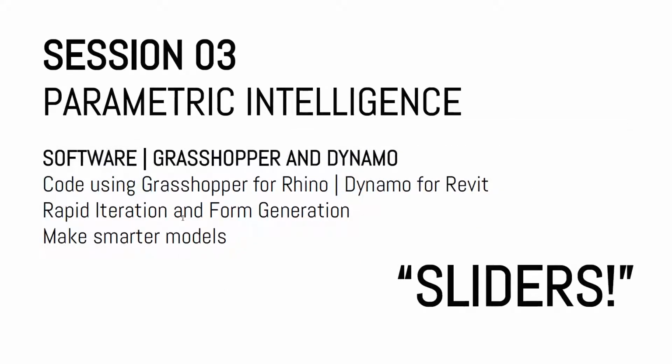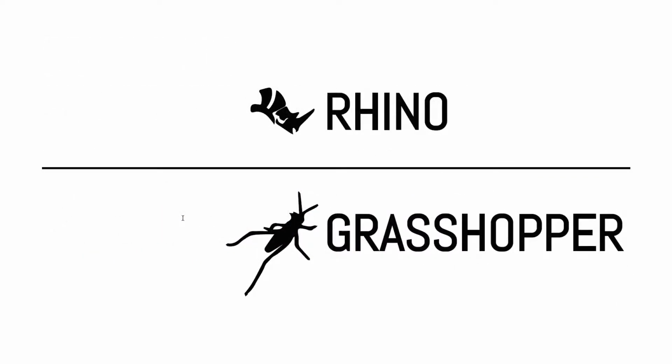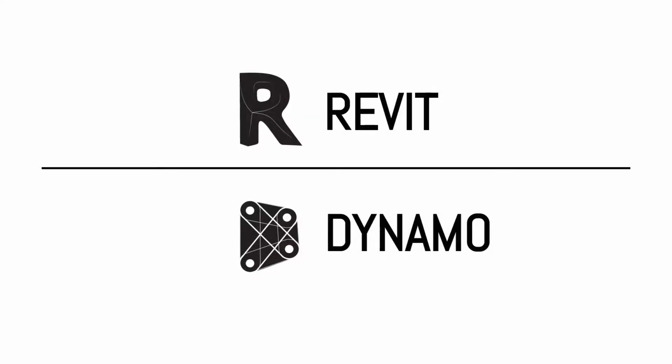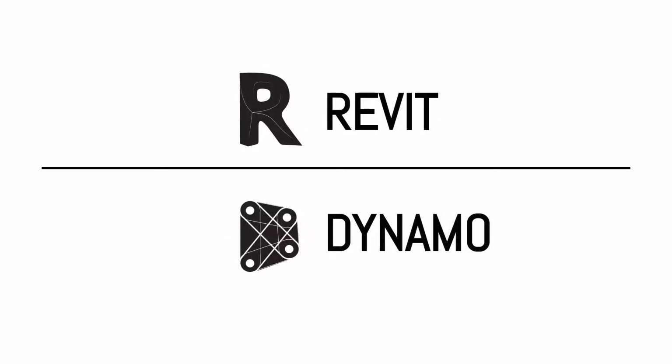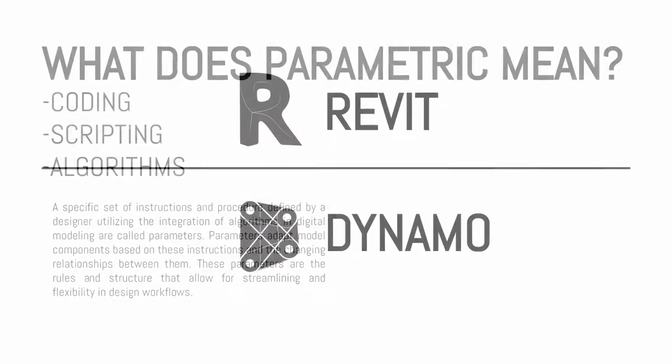Session 3 will be on parametric intelligence, working with Grasshopper and Dynamo. The goal of this session is to get you used to code-based modeling using Grasshopper and Rhino, and Dynamo for Revit. We'll get good at rapid iteration and form generation and making smarter models using some of the power that comes with sliders, which you'll see in a little bit. The two main software that we'll use are Grasshopper and Dynamo. These are embedded or work inside of Rhino and Revit respectively. And so we'll see that integration between those four programs really going forward.